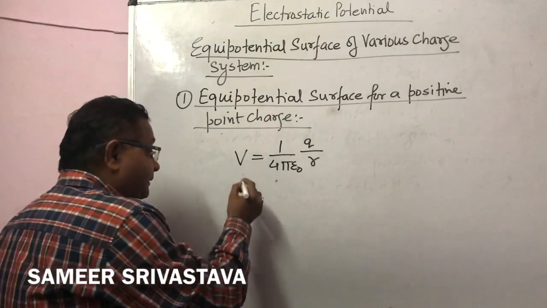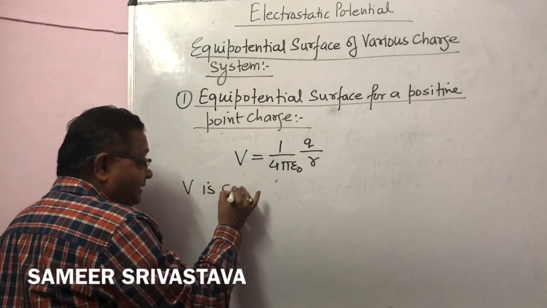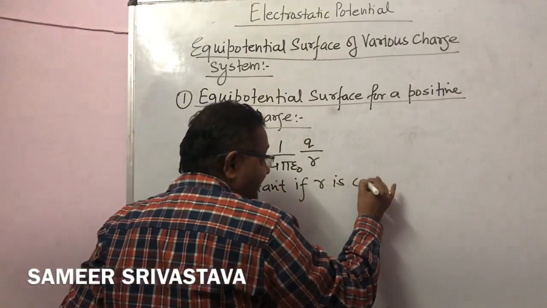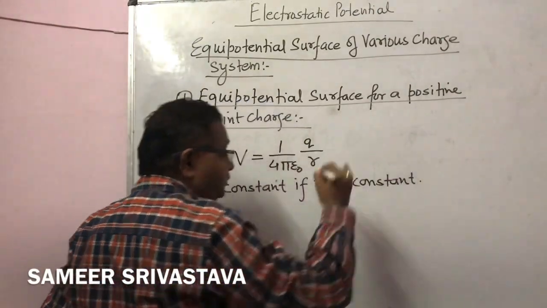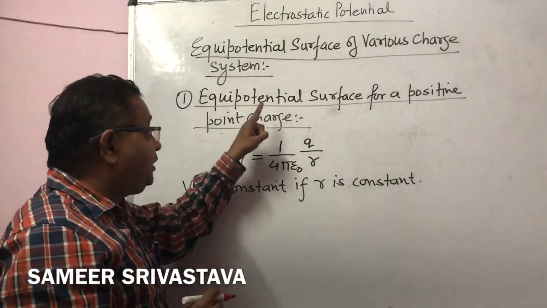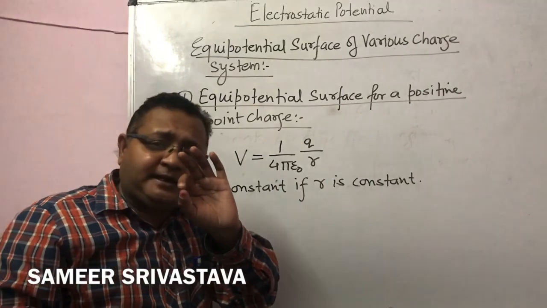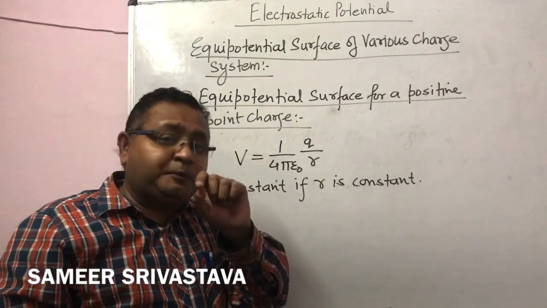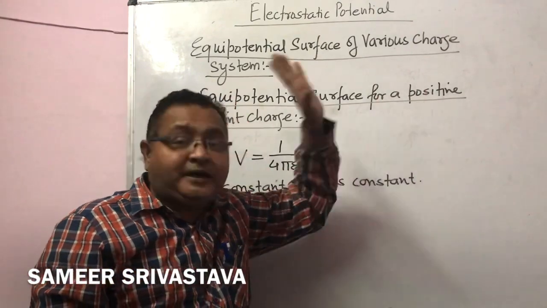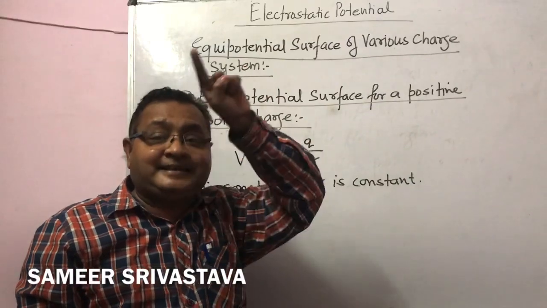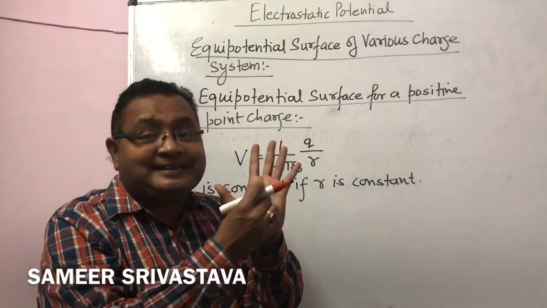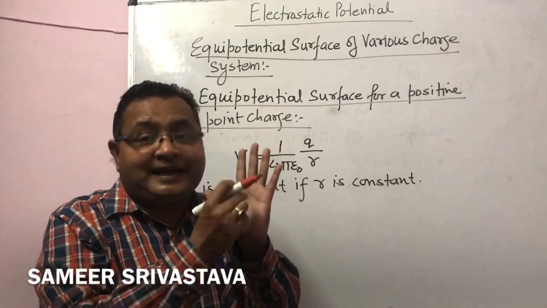Again I repeat, V is constant only if R is constant. So the equipotential surface for a point charge, whether positive or negative, is a concentric spherical shell in which that point charge is at the center.